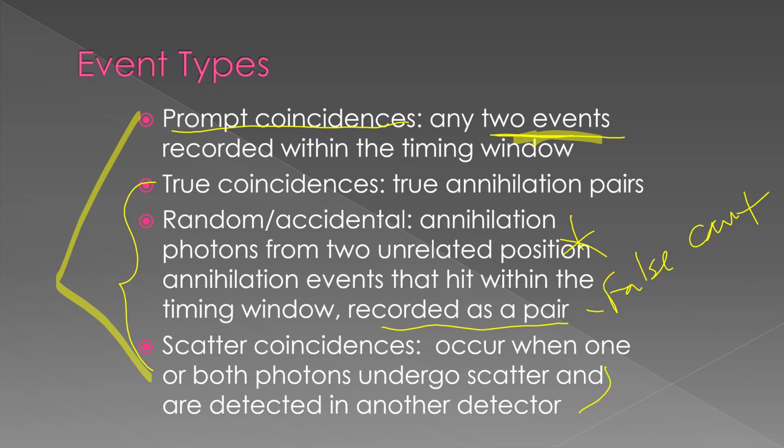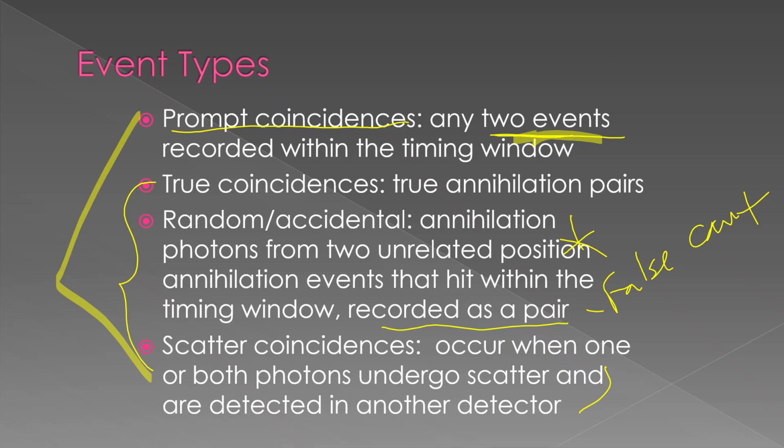This occurs when one or both photons undergo scatter, and they are detected in another detector. So scatters will sometimes end up being lost, but even if it's just scattered slightly, maybe they're not going to hit opposite of each other anymore, but those photons were scattered. It becomes difficult to correct for random and scatter and sort them out from what is true, especially the random ones. Randoms are very hard to filter out.